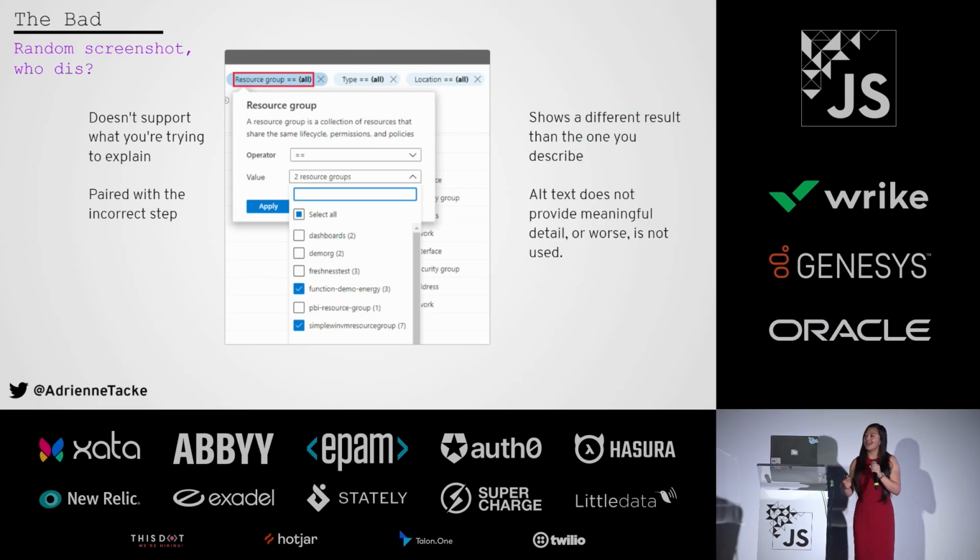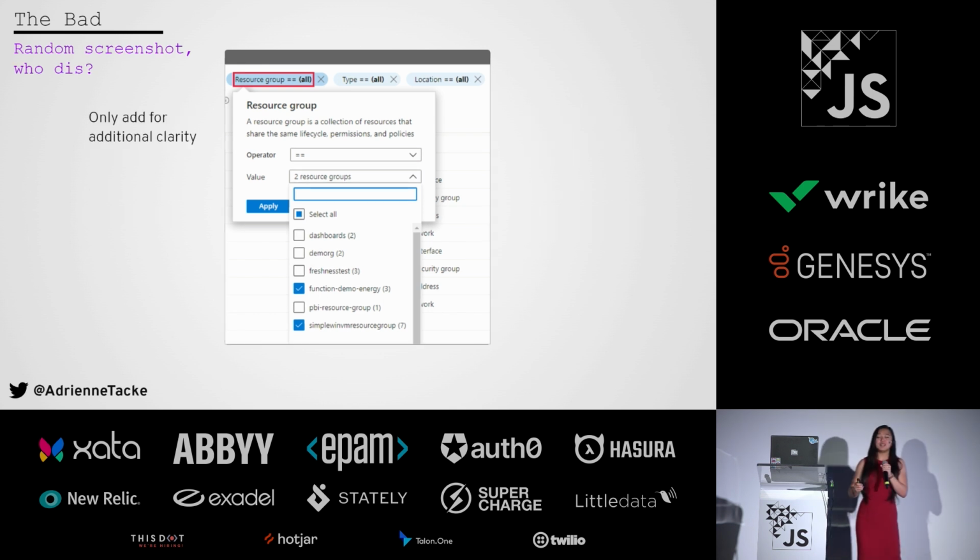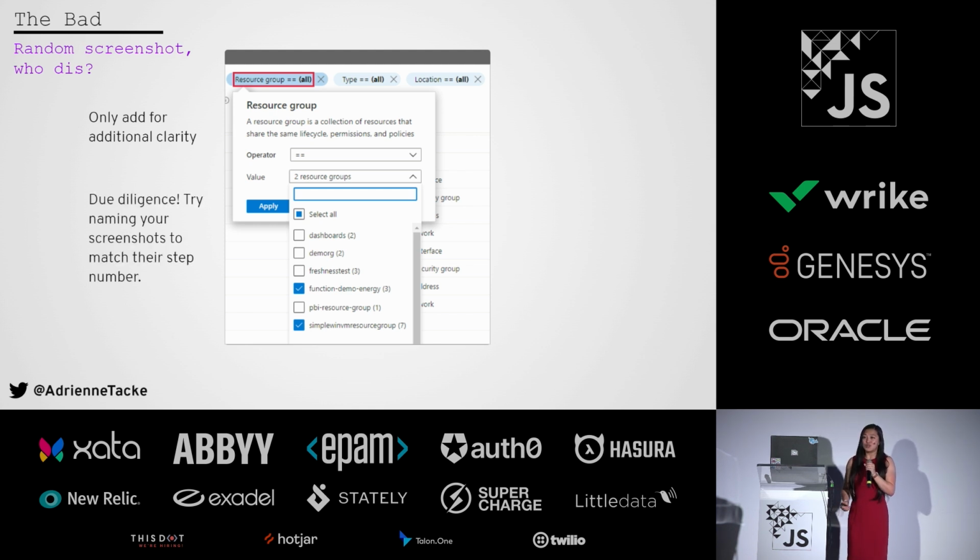And if you don't have any meaningful alt text on it, or you don't have the details of what's important about the image in there, fix that as well. So only add screenshots if they add actual additional clarity to your tutorials. Do your due diligence. Try naming your screenshots so that they match the step number that you have.